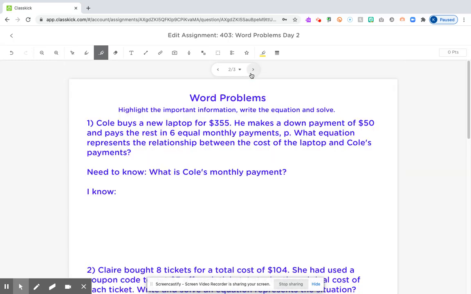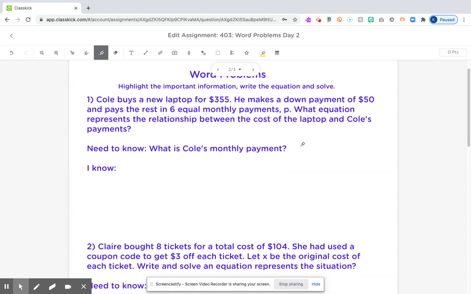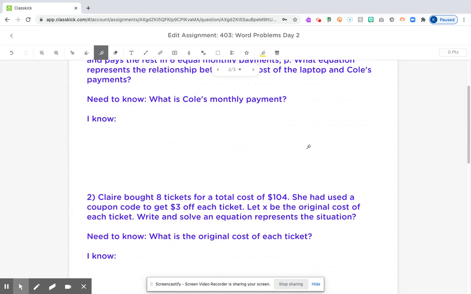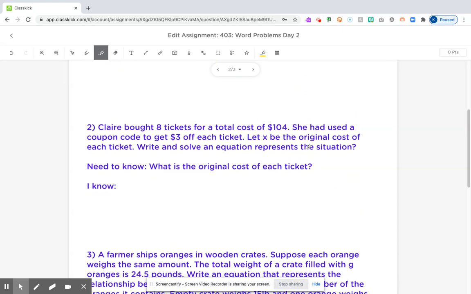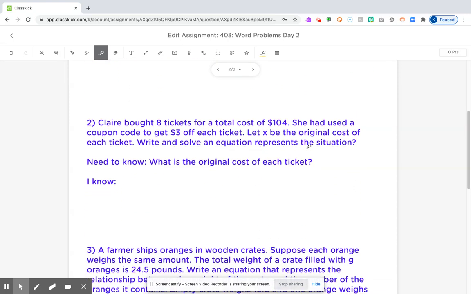All right, slide 2. These are the word problems we're going to do. So you have to highlight the important information, write the equation, and solve it, okay? So I'm going to help you all with one. I'm going to do this one, number 2, with you. This one's kind of tricky, okay?